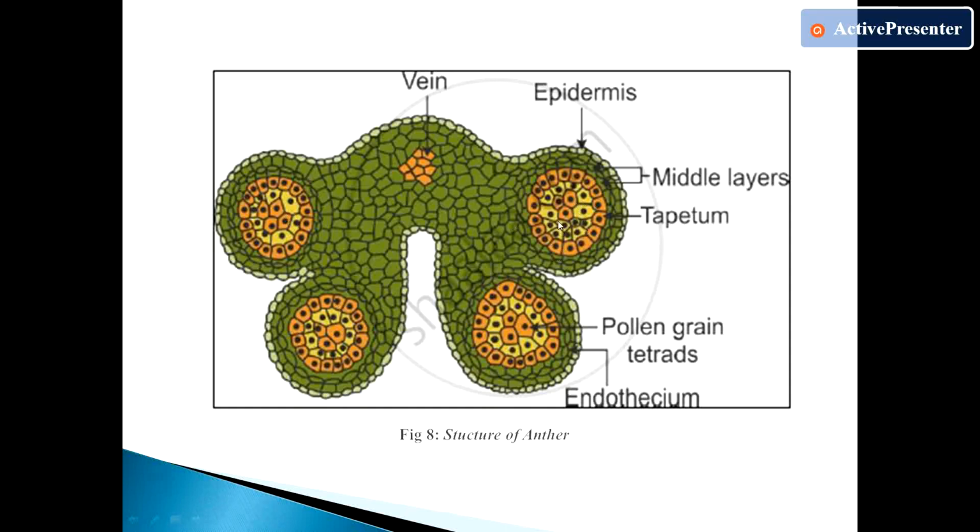When they mature, when they have produced the pollen grains inside, this layer, the connective link here, will break open and the pollen grains will come out. That is known as the dehiscence of the anther. The anther will dehisce open and the pollen grains will come out.